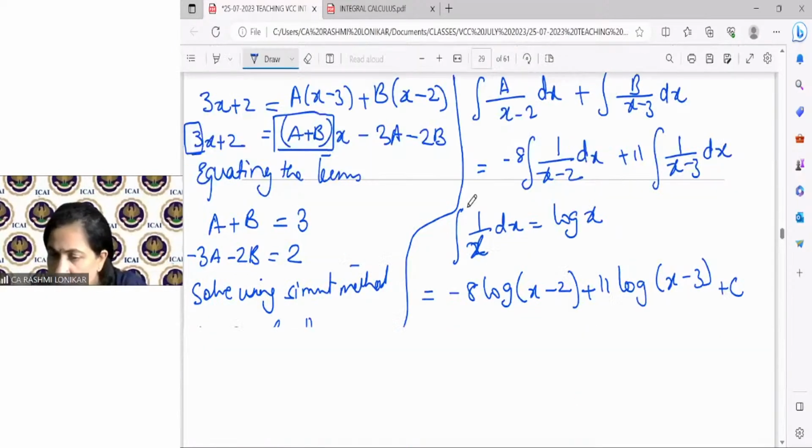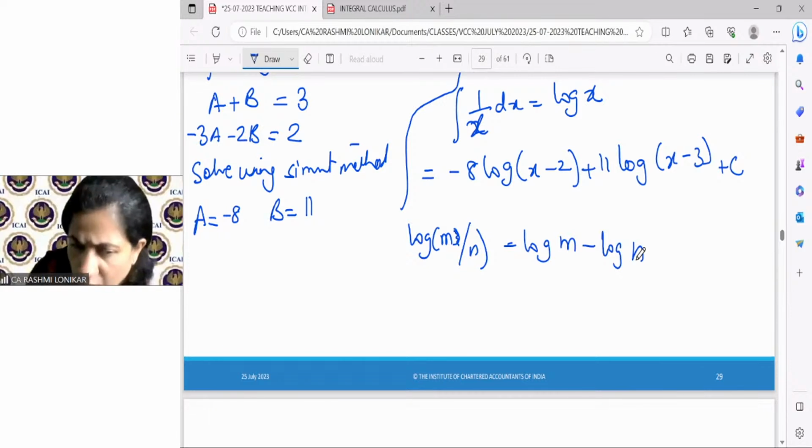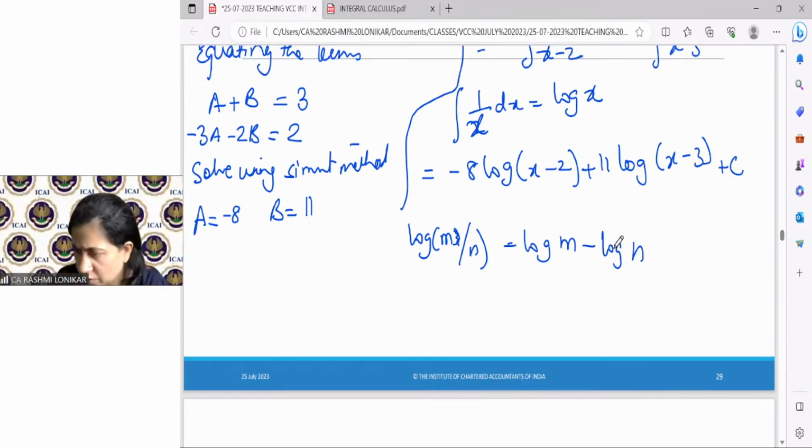This can be written as 11 log x minus 3 upon, no, okay, this is the answer. Okay, no need to simplify further. If at all there is a reason, then you can use log of m upon n is equal to log m minus log n, if there is a need, but usually you'll be able to find the answer this way only. Okay.